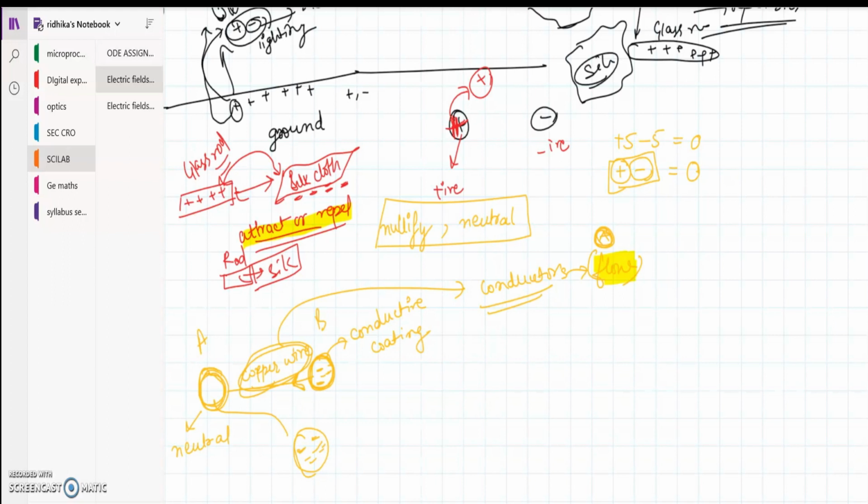And contrary to conductors, we have insulators. Insulators do not allow the passage of electricity through them, or they do not allow the electric charges to flow through them, such as rubber, wood, nylon, which offer very high resistance to the passage of electricity.